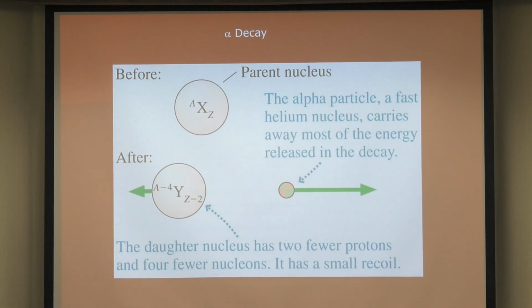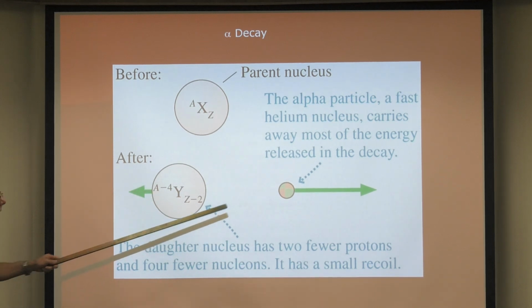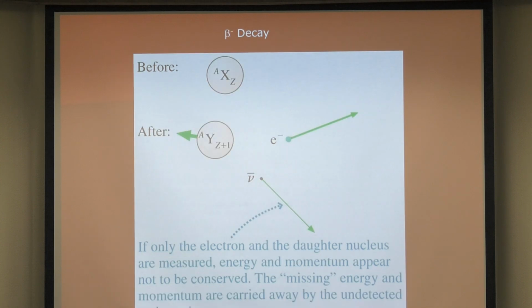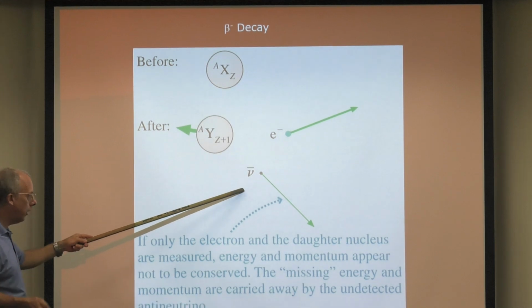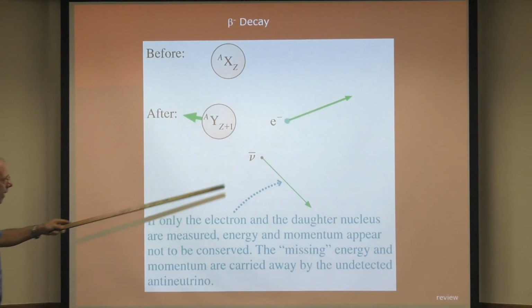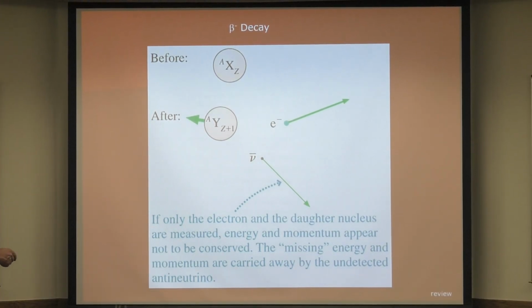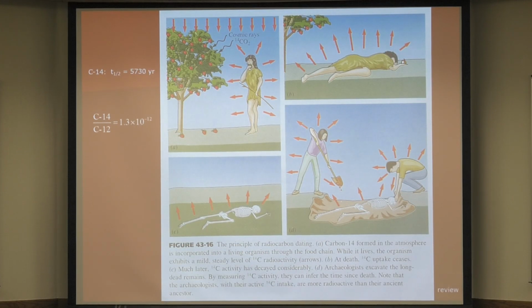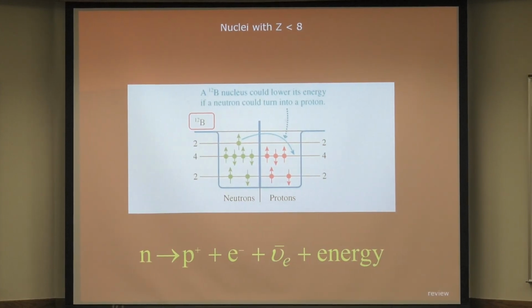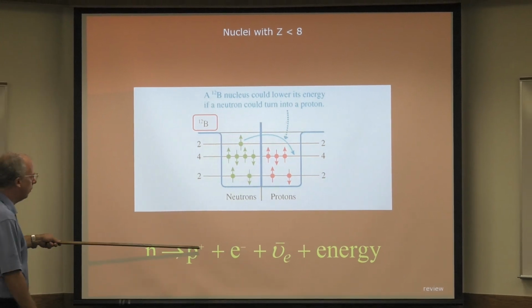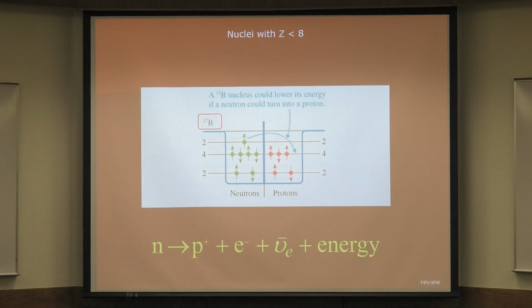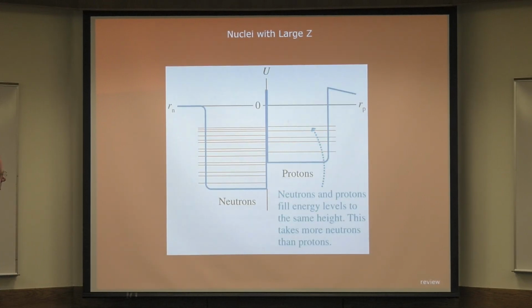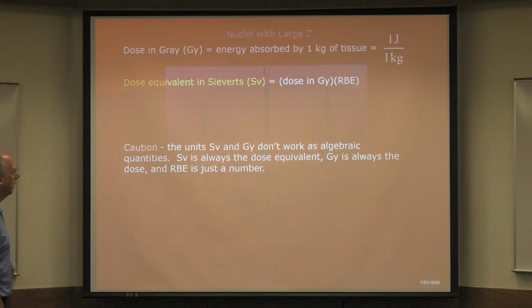Alpha decay is a helium-4, so you spit out a helium-4. Beta, you spit out either an electron or a positron with either a neutrino or an antineutrino. And you have to have the third particle to conserve momentum and energy. Radioactive dating. And then this is our shell model, which accounted for beta decay, beta plus and beta minus. And then that with large Z, you need a lot of neutrons.